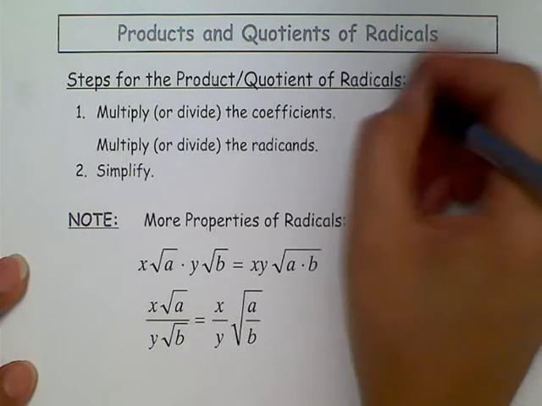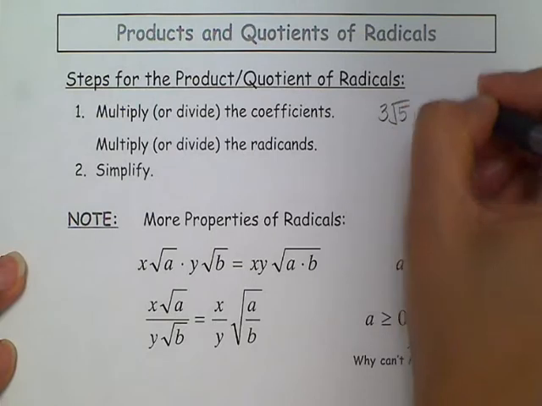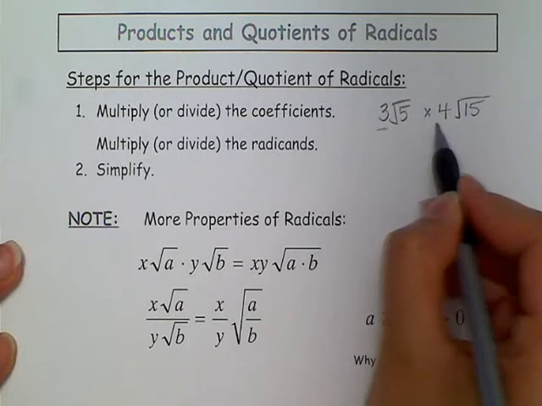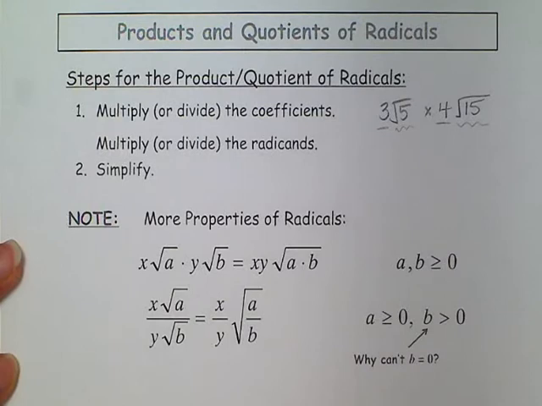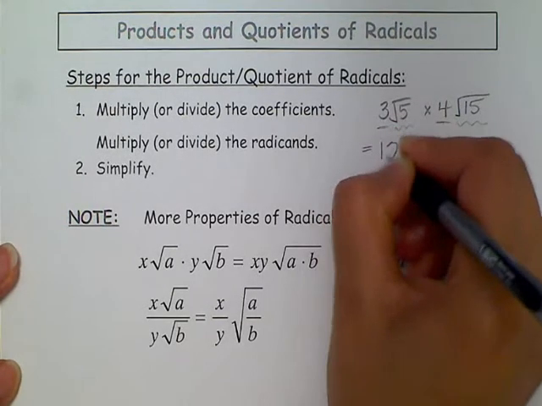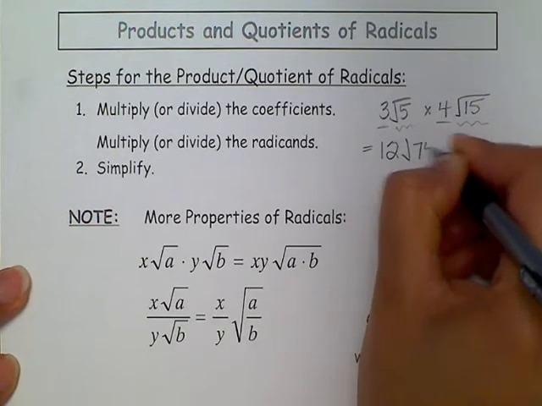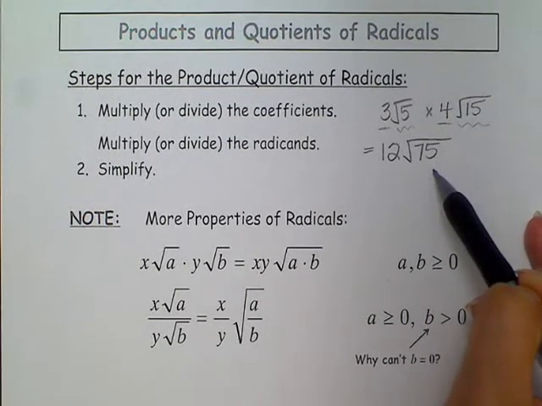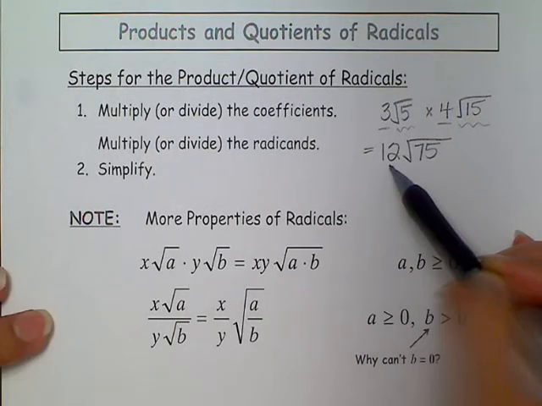So for example, if you have 3 times the square root of 5 multiplied with 4 times the square root of 15, you'll notice that there's a coefficient part. We're going to multiply the coefficient part, and then you'll notice that there's a radicand part, so we're going to multiply the radicand part. So I would do 3 times 4, which is equal to 12, and then the square root of 5 times the square root of 15, which is equal to the square root of 75, once I multiply the radicand parts together. So 5 times 15 gave me 75 under the radical sign, and 3 times 4 gave me 12 outside of the radical sign. And then what I'm going to do is simplify.